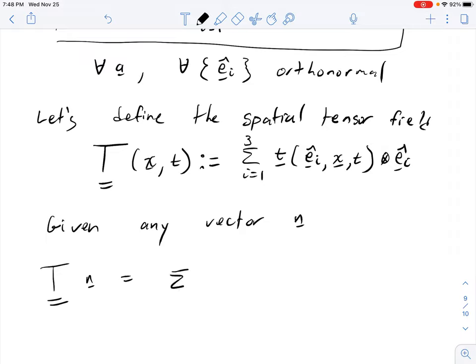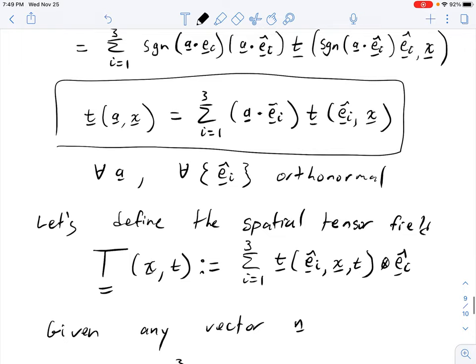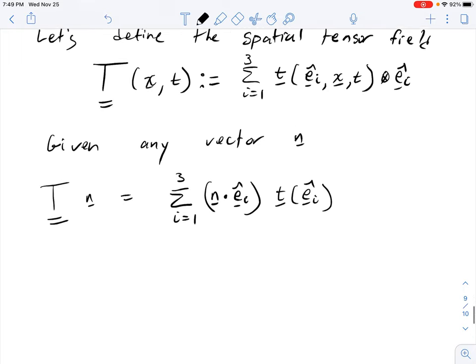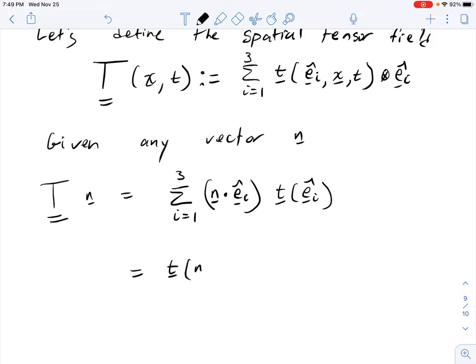is equal to, by definition of T, the sum, i going from 1 to 3, of n dot e_i times T of e_i. And we had already shown that that has to equal T of n. So we've constructed a spatial tensor field, T, called the Cauchy stress, that does exactly what the surface traction field does.